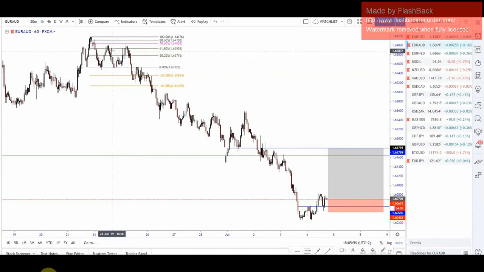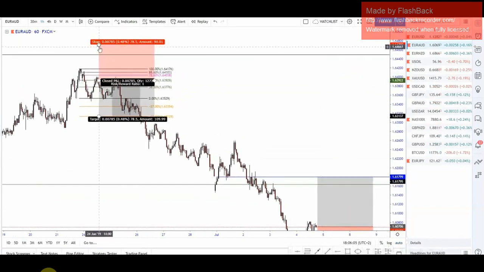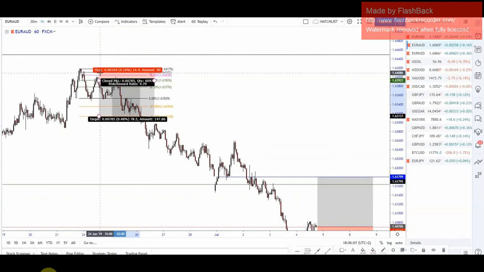And I'm using a random pair, guys. I don't even trade Euro AUD. I'm just saying you'll find these things in the time frames. Play around on the time frames. You have all this knowledge. You know how to use it. You just need to look.